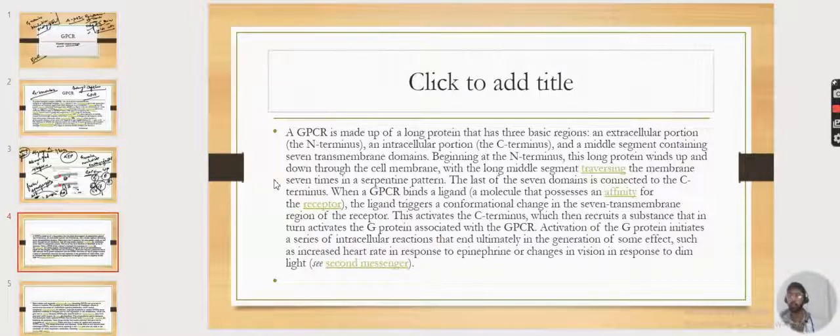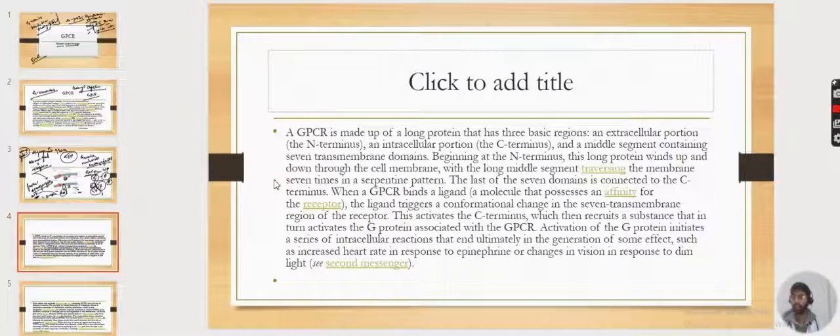GPCR is made of three basic regions: the extracellular portion, which is the free N terminus; the intracellular portion, which has the free C terminus; and the middle segment containing seven transmembrane domains. Beginning at the N terminus, this long protein winds through the cell membrane.